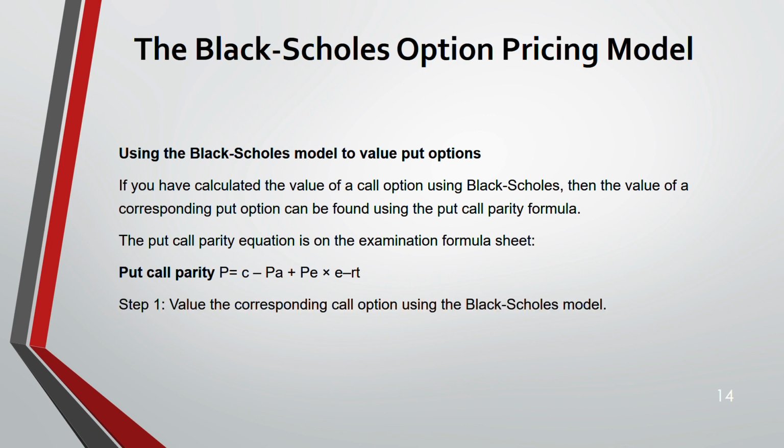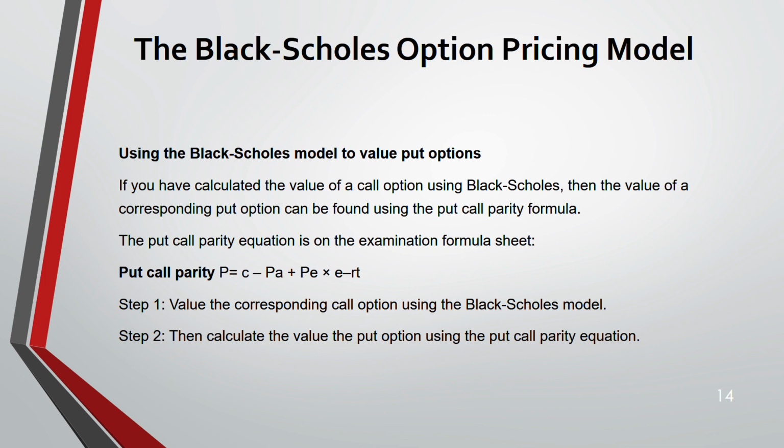There are two steps. Again, I will repeat the steps to find a put option. Step 1: first find the call option normally using the Black-Scholes option pricing model. Then using that, find the put option using this formula that is known as put-call parity.